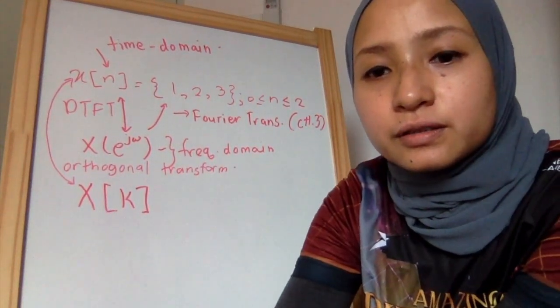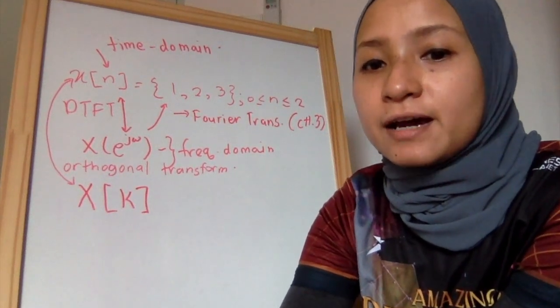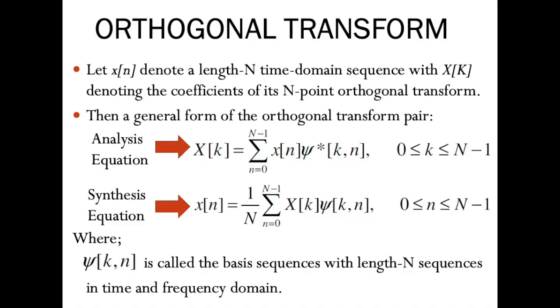Okay, so similar to chapter 3, we have the analysis equation for the orthogonal transform. We also have the synthesis equation for the orthogonal transform. The analysis equation is meant for converting from time domain to frequency domain. But for the synthesis equation, you have the frequency domain of the signal, and then you need to convert to time domain.